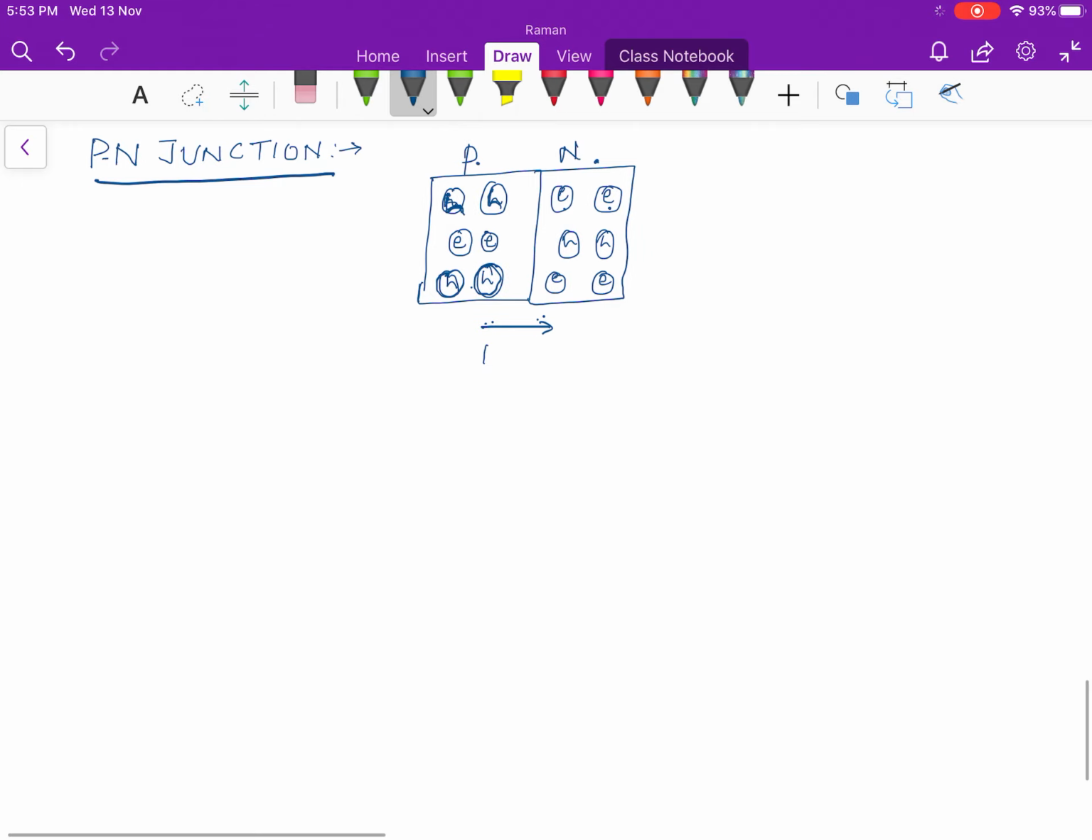This current is called the diffusion current.